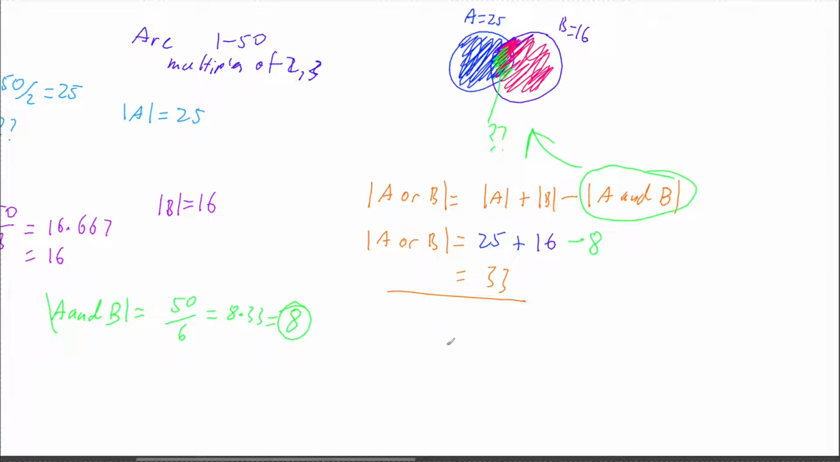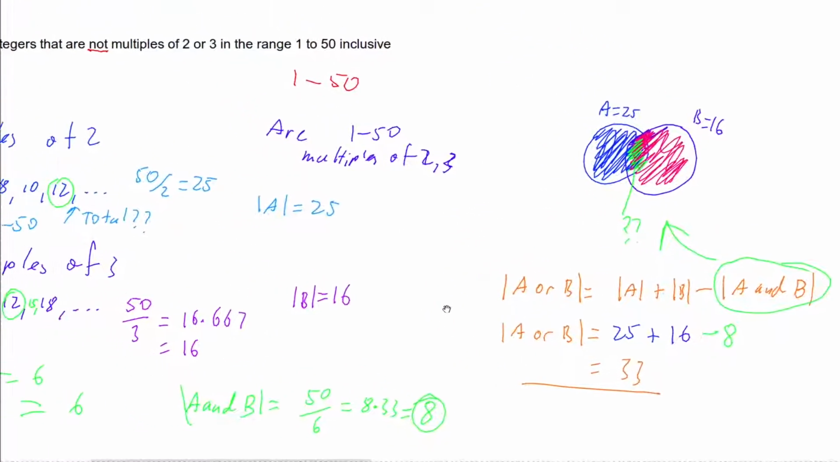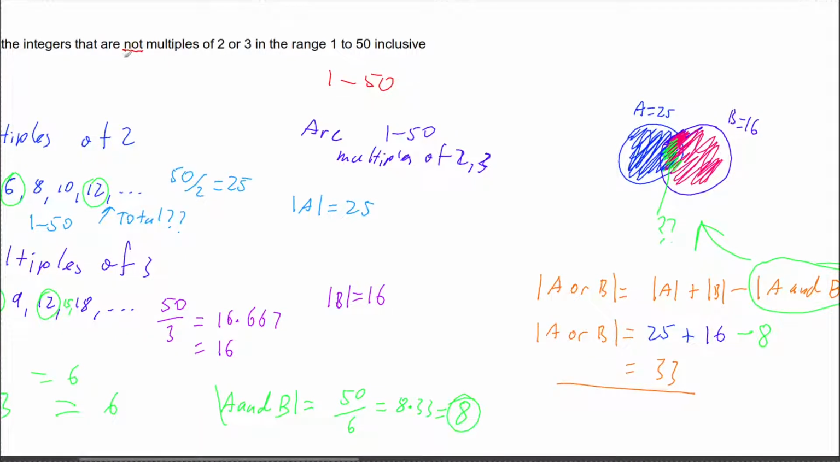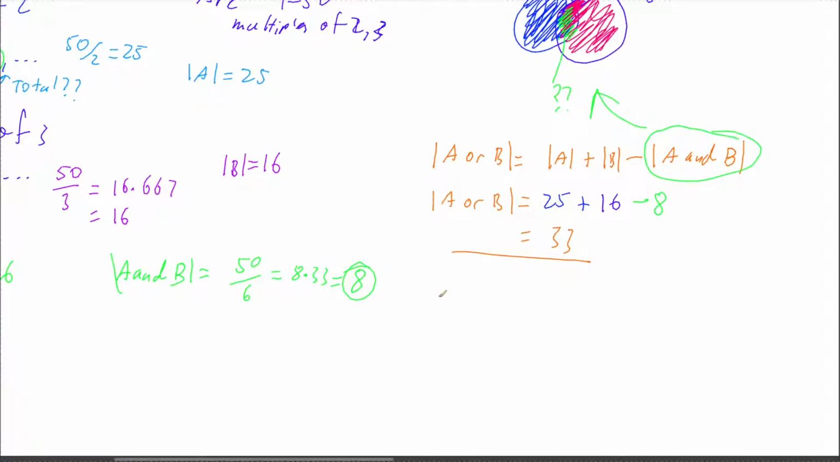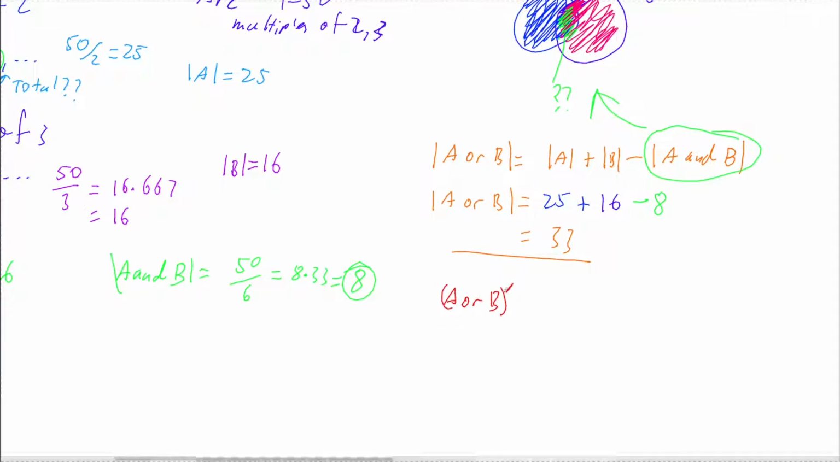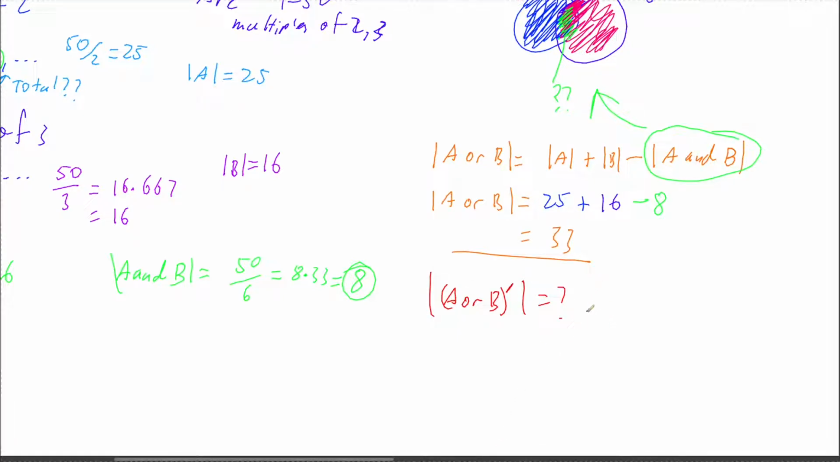Now that wasn't our question though. I want to know how many are not multiples of 2 or 3. That was what we were asked at the beginning. How many are not multiples of 2 or 3? So I want to know if I have A or B not. I'm going to put it in brackets, put a not mark after it. How many are in there? Well, because I know how many are, I've just got to work out how many I've got in total minus how many are in A or B, and I'll have my answer.